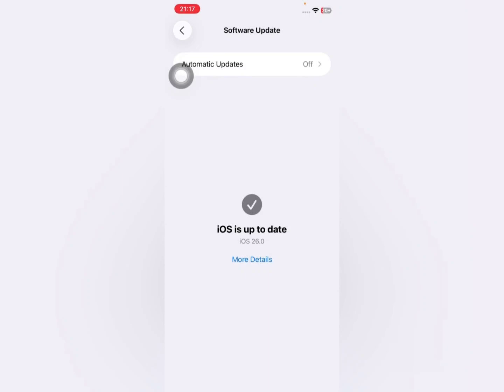Some interesting new features. So in this particular lesson, we are going to get to know some of the key features of the new System 26.